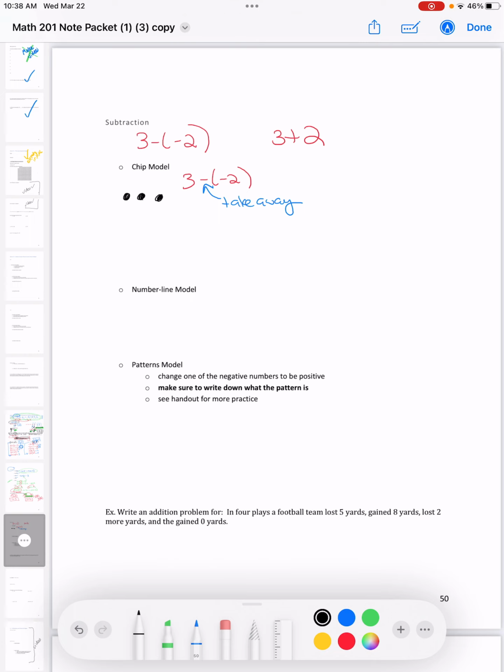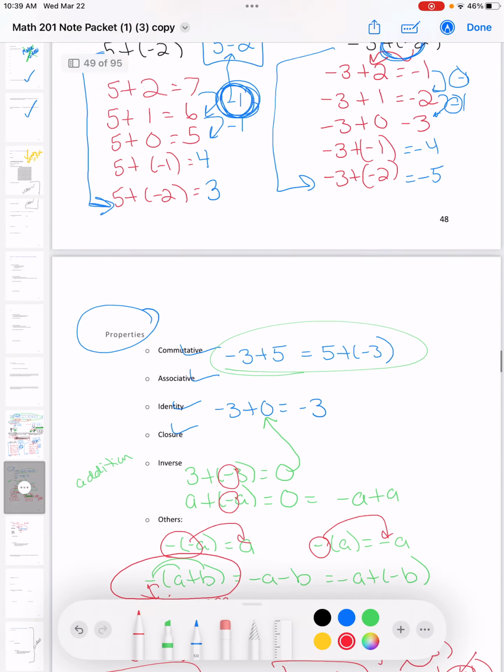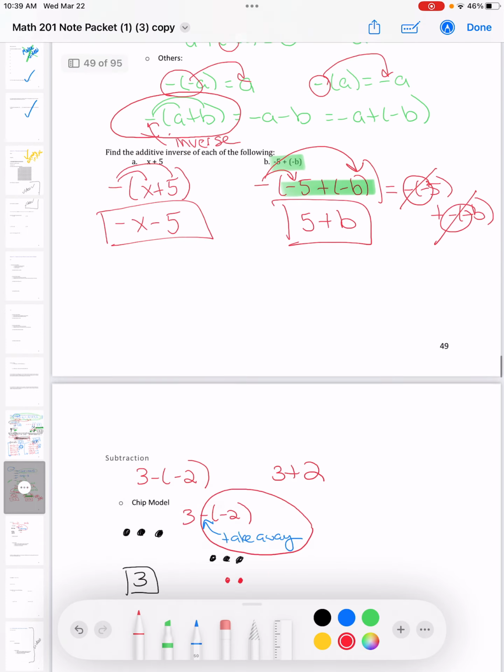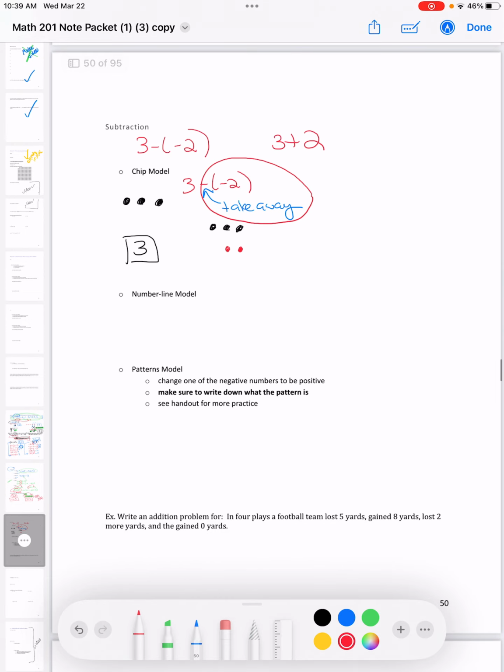This 3 black chips represents 3. I want to keep this exactly the same value, so 3, but I need to be able to take away 2 negative chips. I've got to take those away. So I need to put some in my picture in order to take it away. So if I just add these in my picture, I know from the addition chip model that we did over here that value is no longer 3. This value would just be 1. I don't want that in this model. I need to keep my value 3.